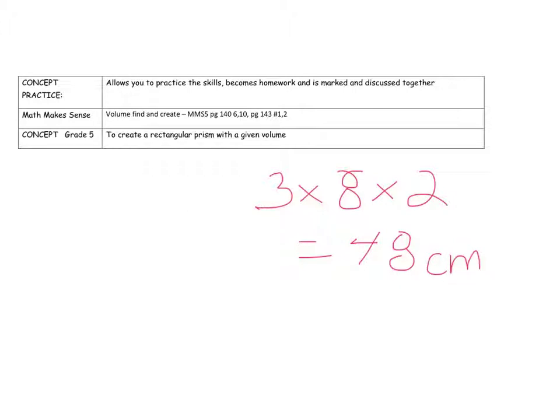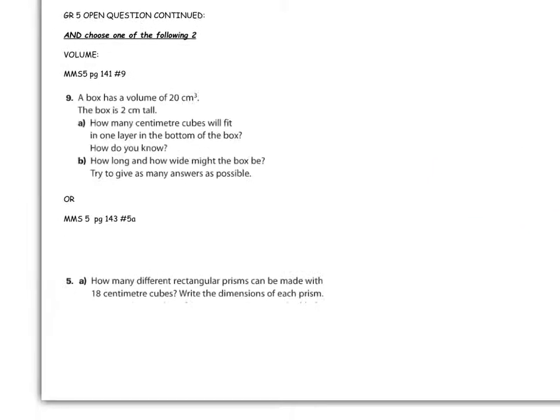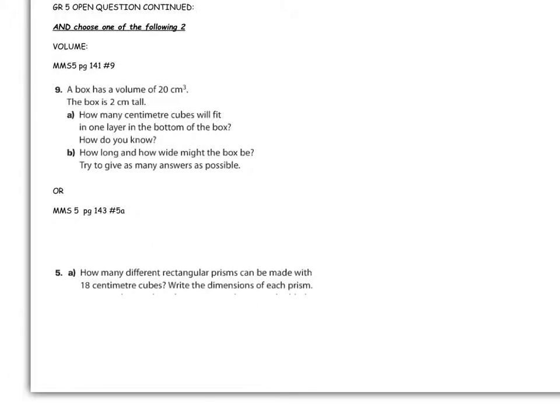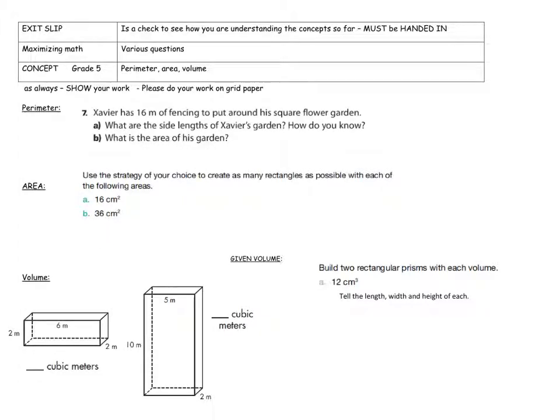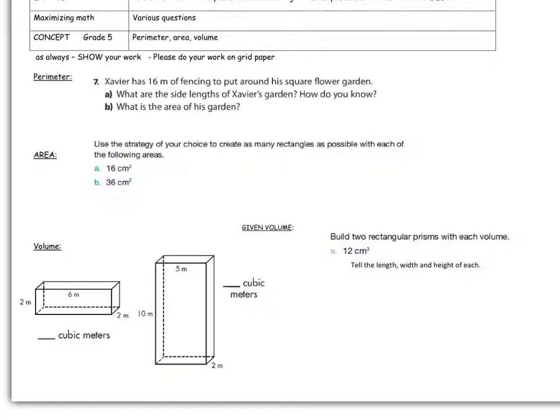Also, make sure that you're always showing your units, whatever the units happen to be, and they need to be cubed with that little 3 to show that it's a 3-dimensional cube that we are using to fill that particular shape. And of course, as always, if you have questions along the way, please remember to ask. And here you have some open questions for volume if you are finished to try either one, whichever you prefer. And then lastly, here is your exit slip for perimeter, area, and volume. As always, show your work. You will need to do your work on grid paper. There is not enough room to do that here.